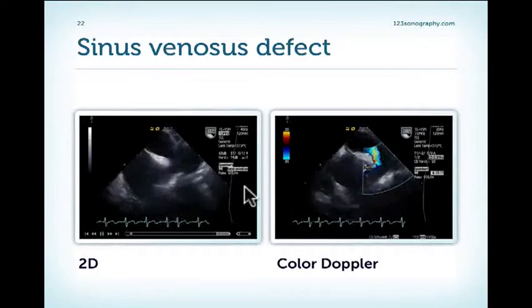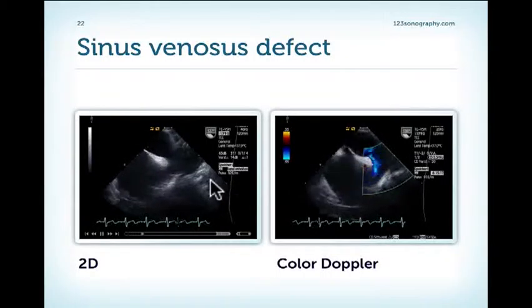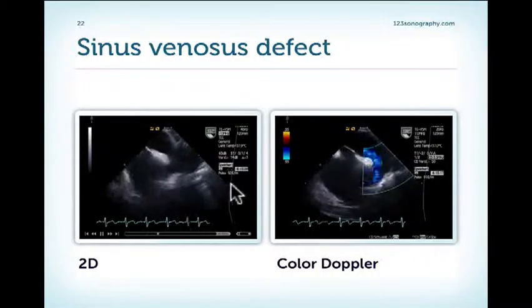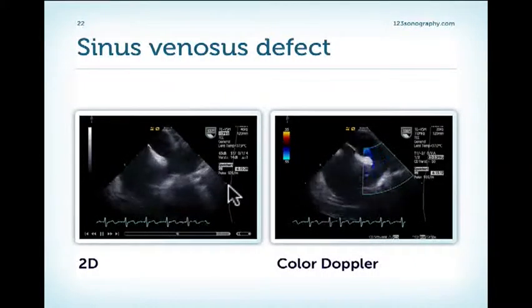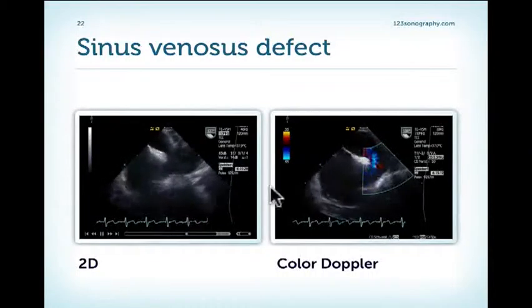Here an example of a sinus venosus defect, again a transesophageal echo, and this already shows that this kind of defect is in general in the adult population very difficult to image by transthoracic echo.